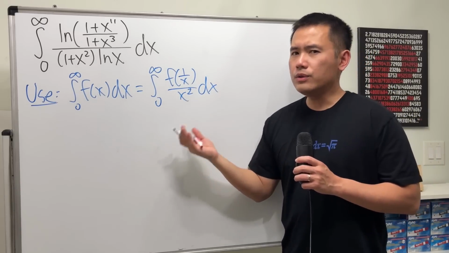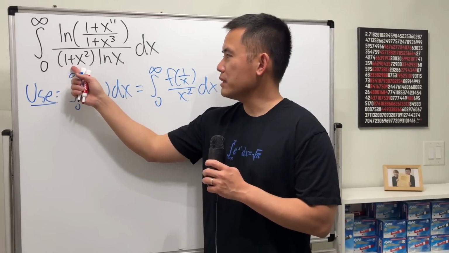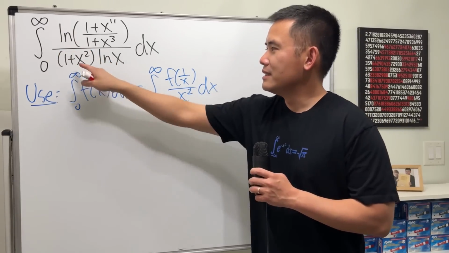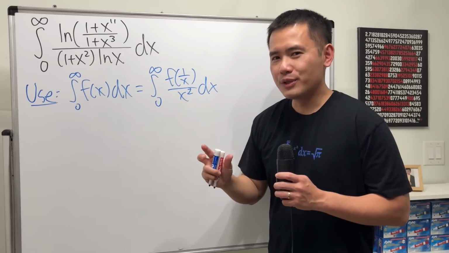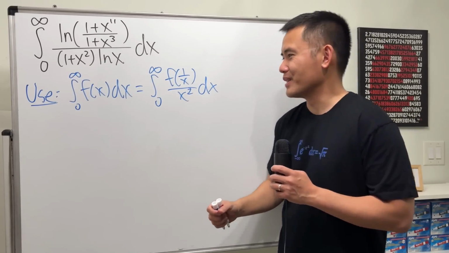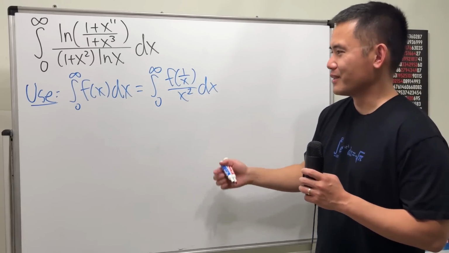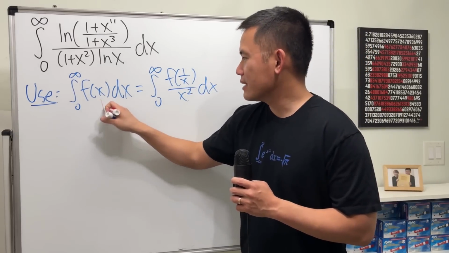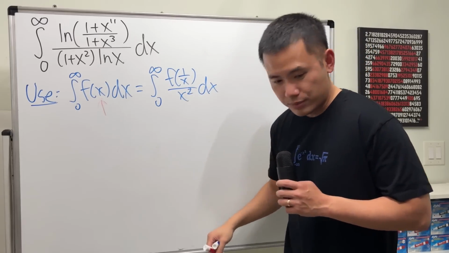And how do I know to use this? Here's the hint. Whenever you have 1 plus x squared on the bottom, and of course 0 to infinity, this is the big hint. Try it. And of course the natural log also has some nice properties that we can use later on. But shall we do a quick proof of it? Sure, let's do it. First, I'm not going to abuse the notation, so I'm going to start off with a fresh marker.